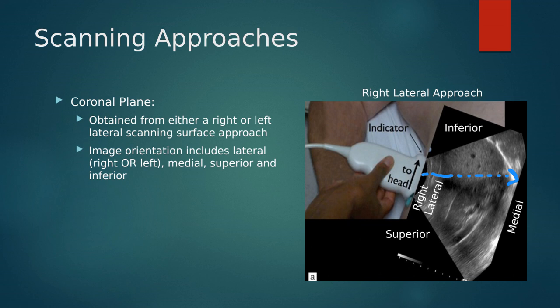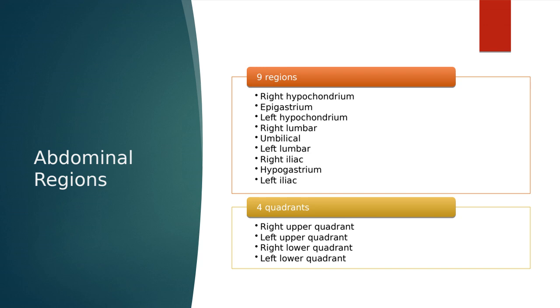Okay, moving into some anatomy recap again, we do have some abdominal regions that we have to kind of briefly talk about. We can divide the abdominal cavity into either 9 regions or 4 quadrants. Our 9 regions are going to be our right and left hypochondrium with the epigastrium right in the middle. We have a right and left lumbar region with an umbilical region in the middle. And then we have a right and left iliac region with the hypogastrium in the middle.